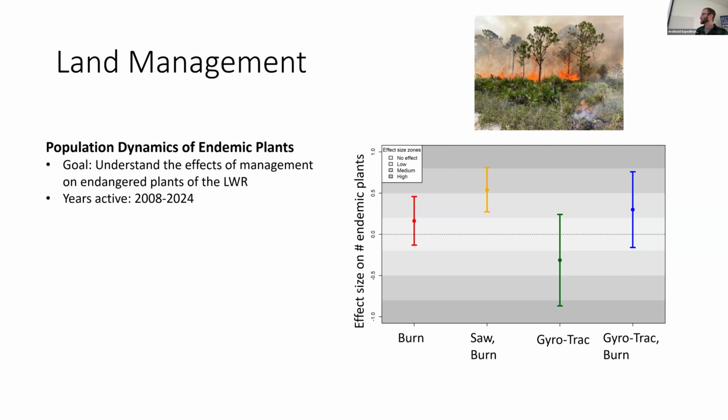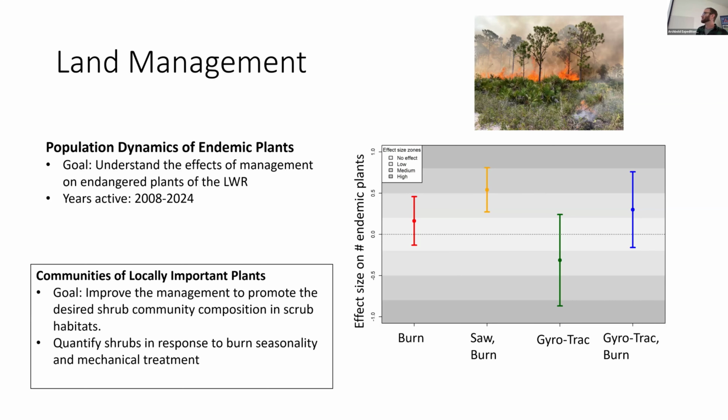Some of the take-homes here are when you look at burning or hardwood reduction or sawing and burning, you generally see increases in endemic plants, particularly if you do the hardwood reductions first. But when you use these intensive measures like gyro-tracking, which really mashes up the soil and does all kinds of really horrible things, you see a general decline in the number of endemic species, which is in part mitigated when you burn it.